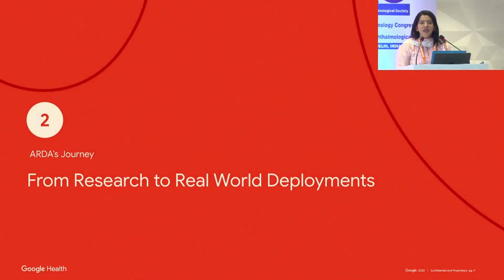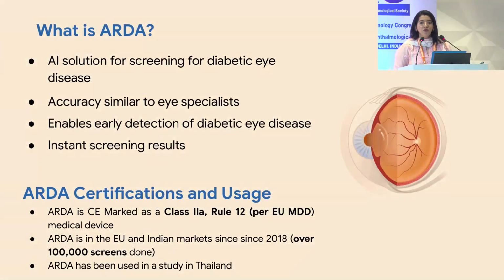I'm now going to talk a little bit about how we go from research to actual product deployments. The first solution that Google has been able to deploy from research to product to actual real-world deployment is something that we call ARDA. This is an AI solution which is specific for screening for diabetic retinopathy and diabetic macular edema. We've done a lot of research to make sure that the accuracy is similar to that of eye specialists. It helps to enable early detection of diabetic retinopathy, and it also provides instant screening results.